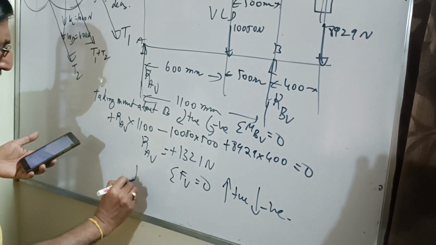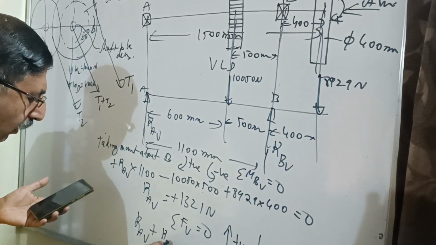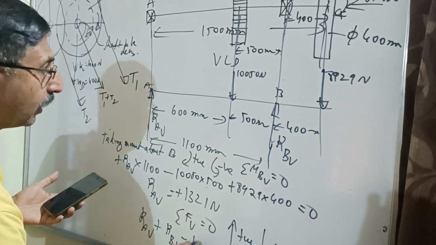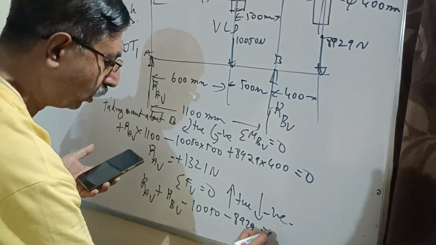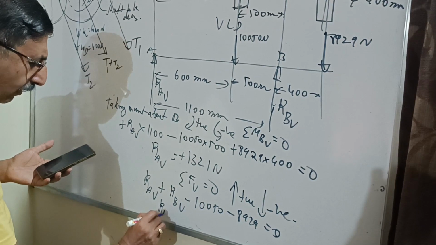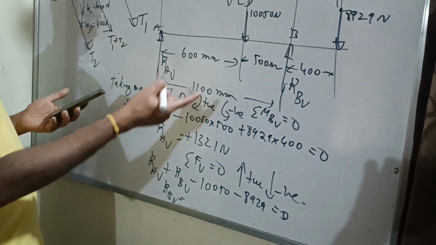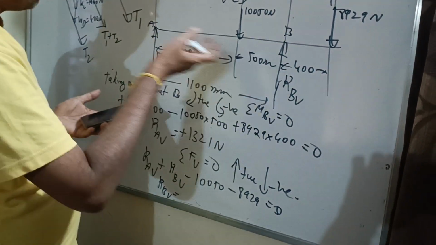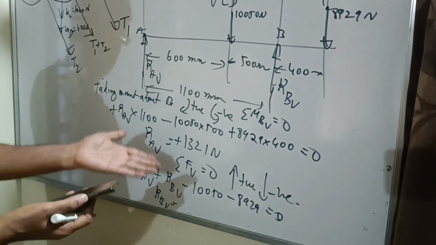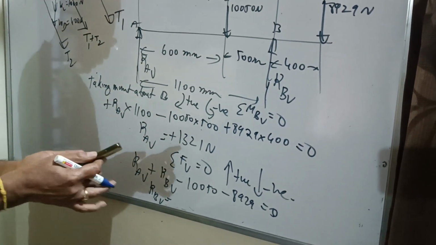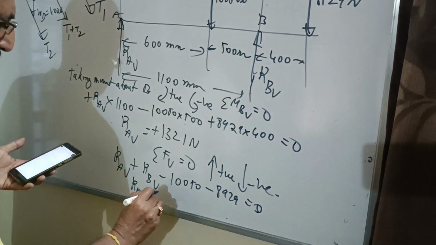In that case, RAV upward force positive, plus RBV, both are upward here, minus 10,050 acting in the downward direction, minus 8,929 should be equal to 0. This is more convenient, otherwise that is more laborious, more tedious, and will take more time. Taking moment about A also we can do, but instead of that we can do this. Taking the algebraic force equal to 0, upward force positive, downward force negative. When I solve for RBV, I am getting 17,658 Newton.